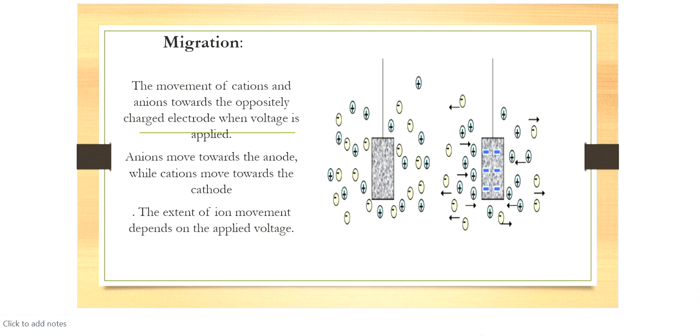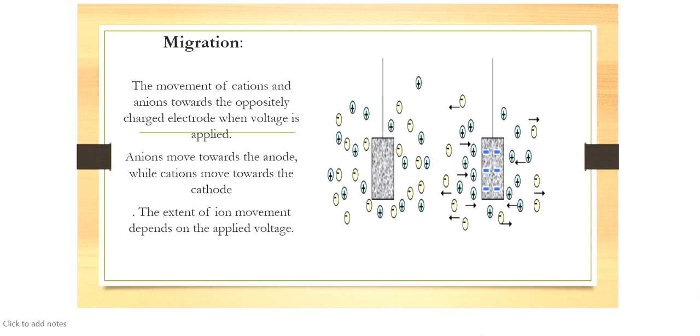Now come to the migration. The movement of cation ions toward the negatively charged electrode when voltage is applied. So this is a mass transfer that happens by the movement of ions toward and opposite to the electrodes. The anions move toward the anodes while cations move toward the cathodes. The extent of ion movement depends on the applied voltage. So the intensity of the movement of these ions depends on the voltage capacities.